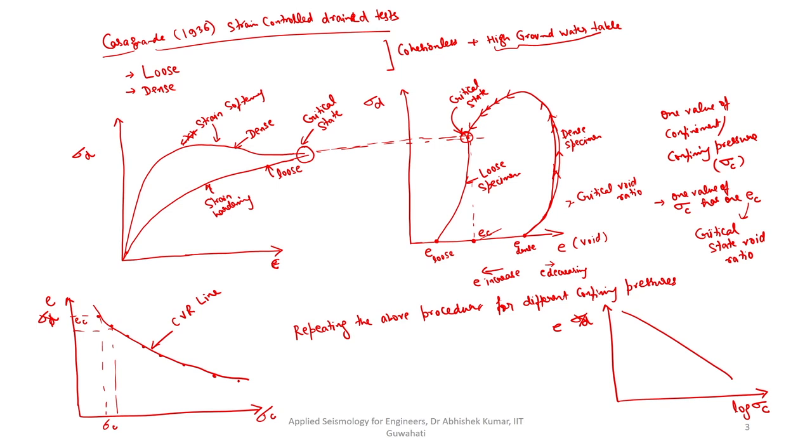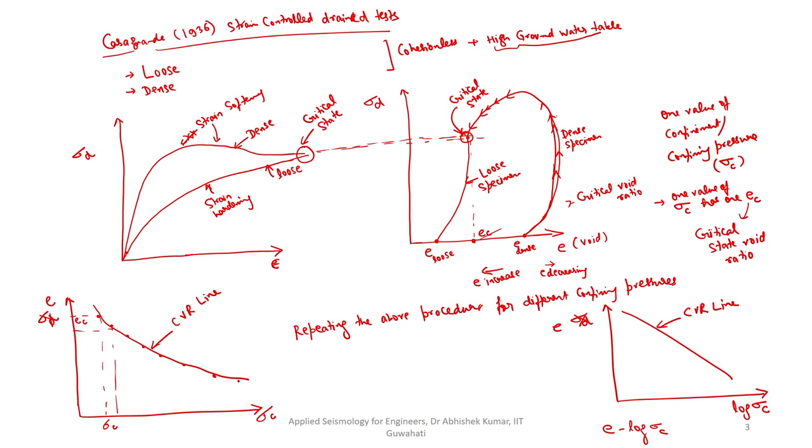The same thing, when you are developing it at log sigma 3 or logarithm of confining pressure, is the e log sigma c curve. So this is called the e log sigma c curve. It then appears in the form of a line, which is called the critical void ratio line, or CVR line. So this is also called CVR.